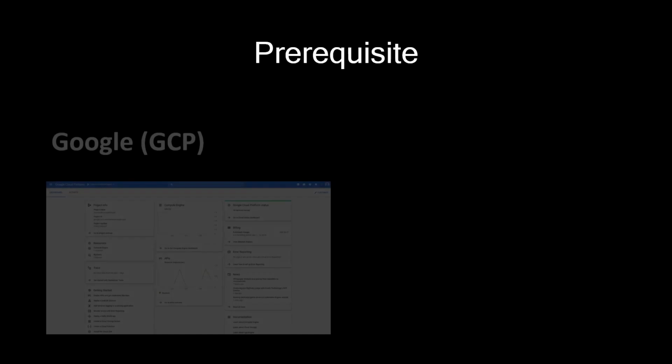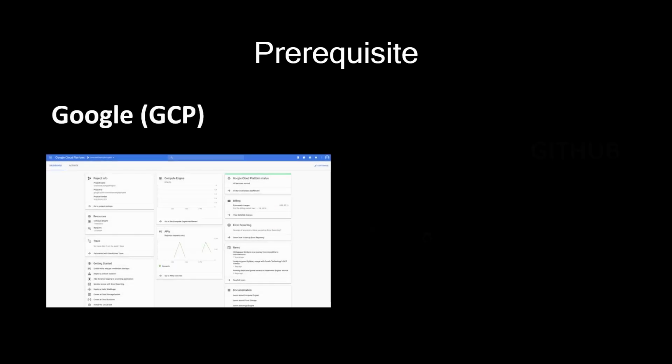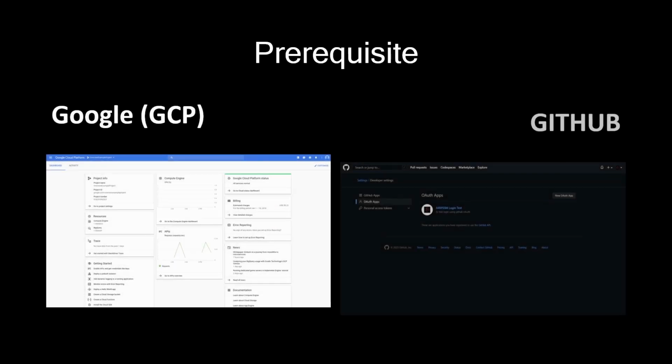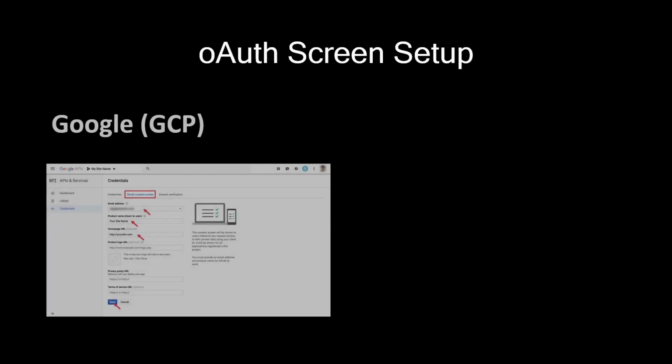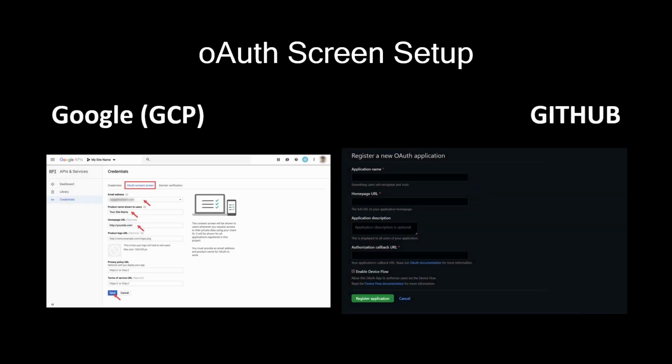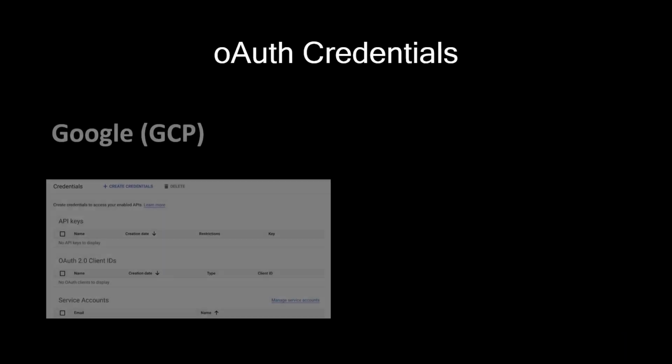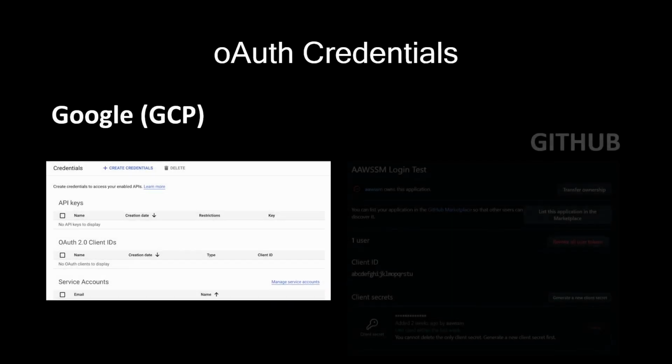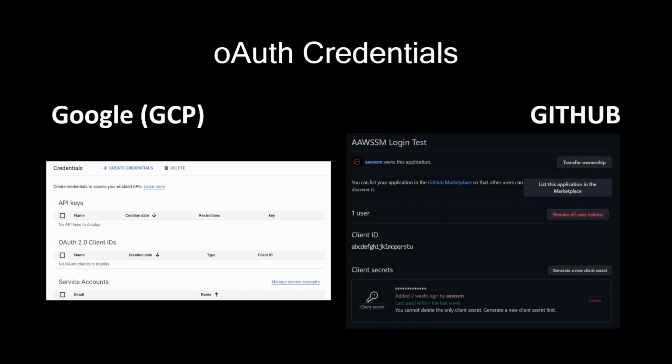Before we get started with the tutorial, there are a few things that we need to set up. Firstly, we need to have a developer account with the desired OAuth providers. Next, we need to configure the OAuth screen for each provider that we want to use. This involves setting up the OAuth secret key and secret ID for each provider, which will allow our application to communicate with their API and authenticate the users.